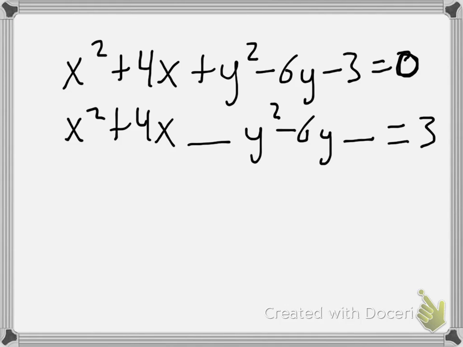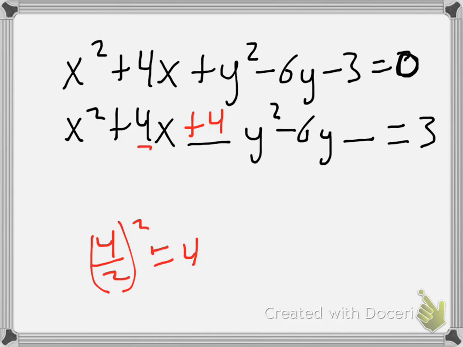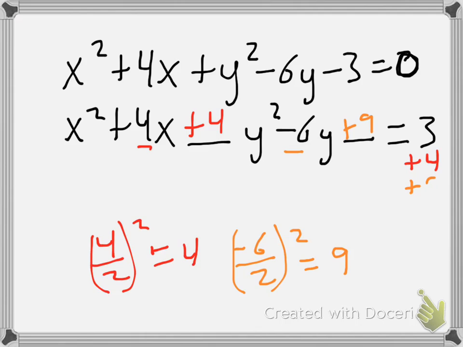What you want to do is change colors, take your b value, divide it by 2 and square it, so 4 divided by 2 squared, and you can add that to both sides. So 4 divided by 2 is 2, 2 squared is 4. So you're going to add a 4 here, and you're going to have to add a 4 here. And then we do the same thing with this one. Take that number, divide it by 2 squared, and we're going to add that to both sides. So that becomes negative 3 squared, which is 9. So you're going to add a 9 here, and add a 9 here.